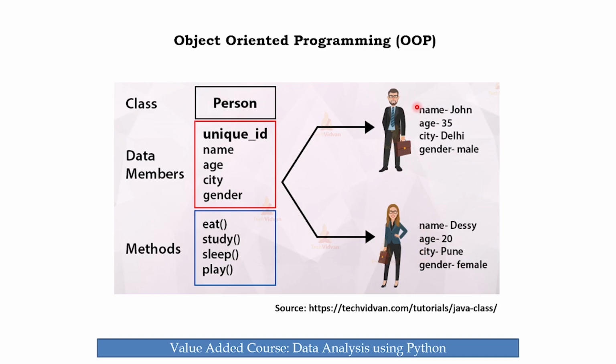For your understanding, I have created two objects. The first object is known by the name John, and the second object is known by the name Desi. These two objects will possess all the attributes defined in the person class. See here, this object John has name John, age 35, city Delhi, and gender male. Similarly, the object Desi also has name, age, city, and gender.